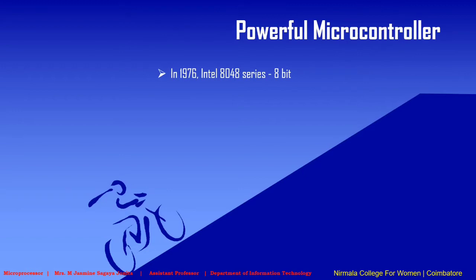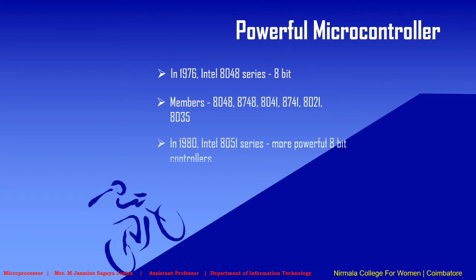In 1976, Intel introduced the 8048 series of 8-bit controllers. The members of the 8048 series were 8048, 8748, 8041, 8741, 8021, 8035, and in the 1980s Intel introduced the 8051 series, which is a more powerful 8-bit controller which is very fast. It has an enhanced instruction set.